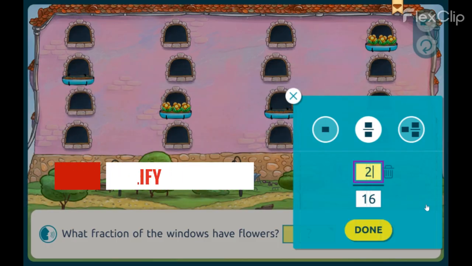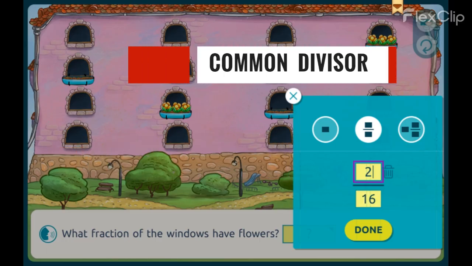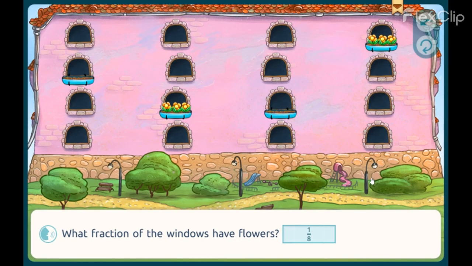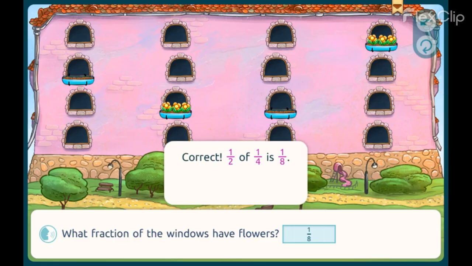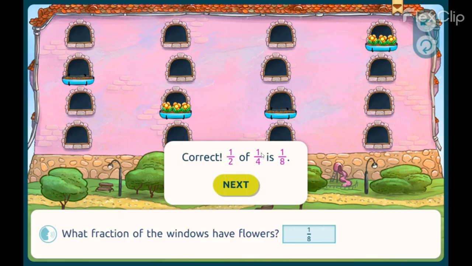right? We can simplify this fraction by using the strategy of dividing both parts of this fraction by a factor that is a common divisor, 2. 2 divided by 2 is 1, and 16 divided by 2 is 8. 1/8. And they say that half of 1/4 is 1/8. Half of 1/4 is 1/8.